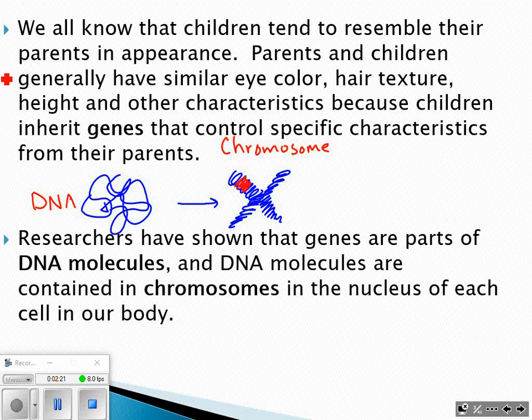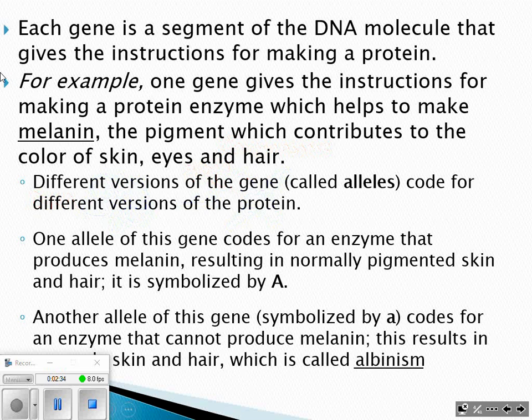And those are called genes. Those regions might code for hair color or eye color or some other form of a trait. Okay. And that's what we're going to look at over the next few days.